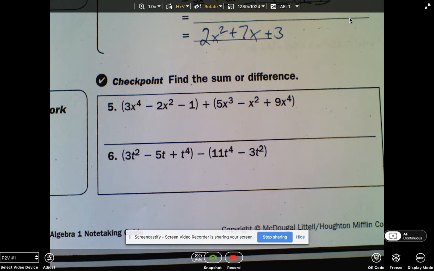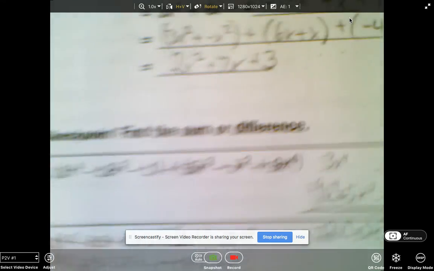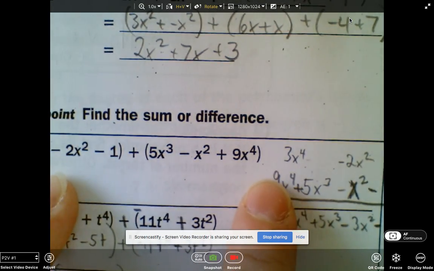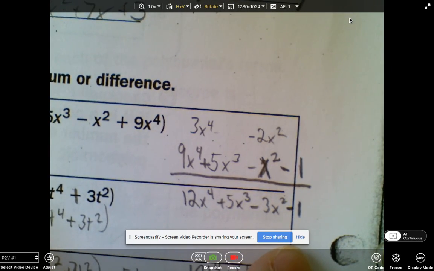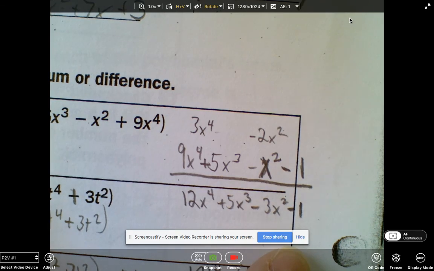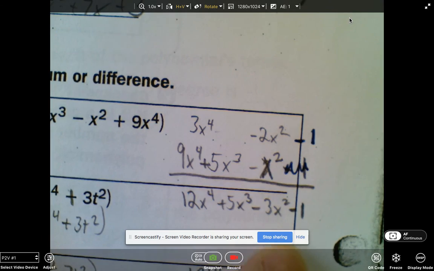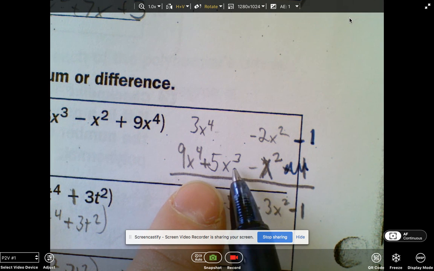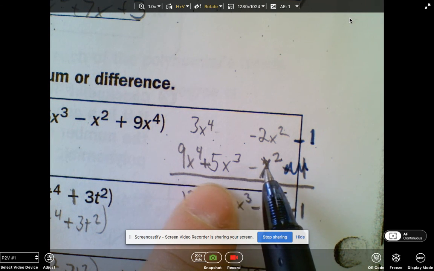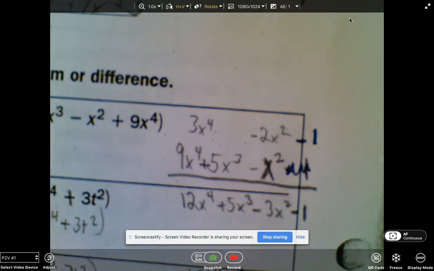12x to the 4th plus 5x to the 3rd minus 3x squared minus 1. Yeah, so if you look here, I left a space. So this minus 1 went here. I don't know why I put it there last year. So I left a space for degree 3. Here's my degree 4, my degree 3, and my degree 2, but no degree 1 or 0. And so that's the way that added up.